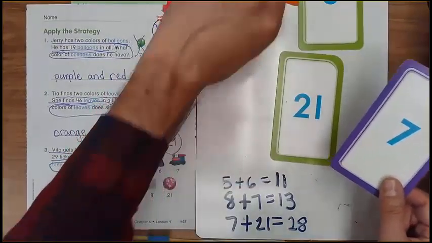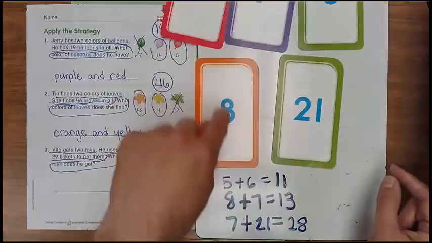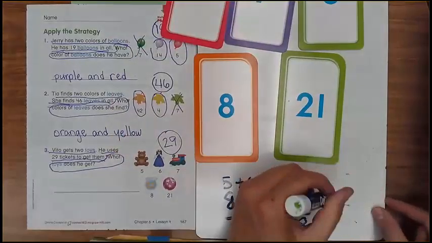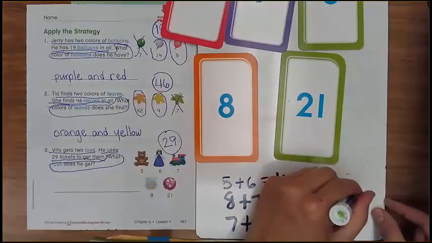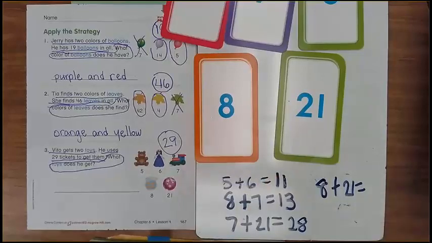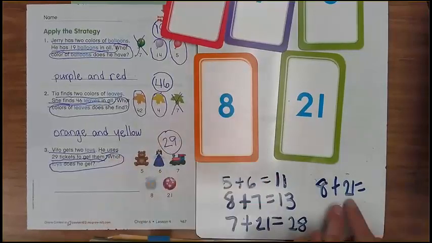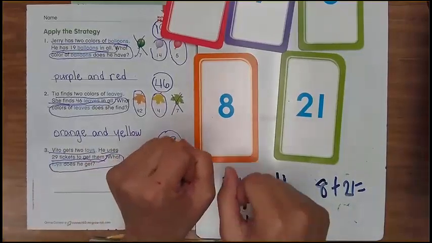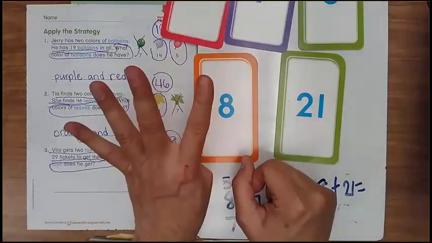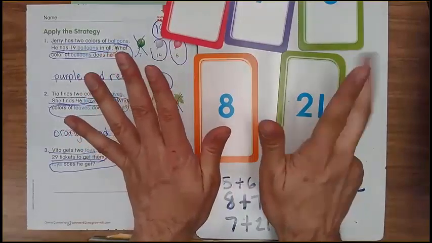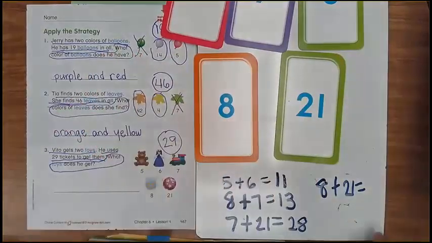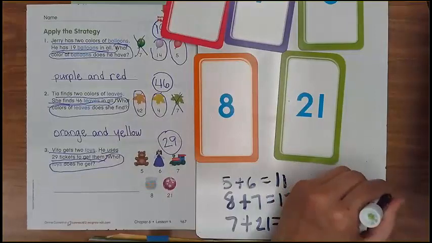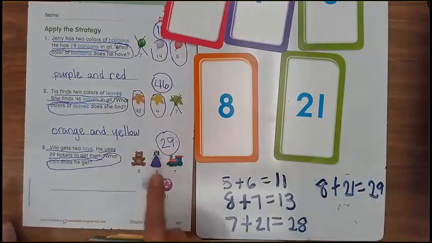So maybe I'm only one away, so maybe I need a little bit bigger number. So I'm going to try the 8. I'm going to say 8 plus 21. See if that works. Again, we're going to start from 21 and count on 8. 21, 22, 23, 24, 25, 26, 27, 28, 29. So 29. Hey, that's the number I'm looking for, 29.